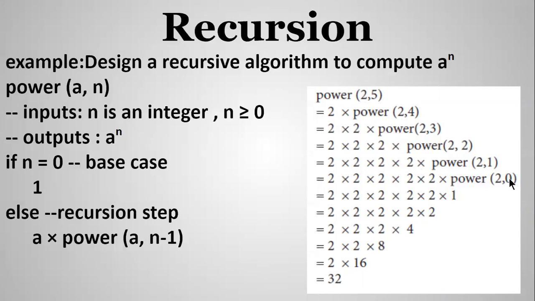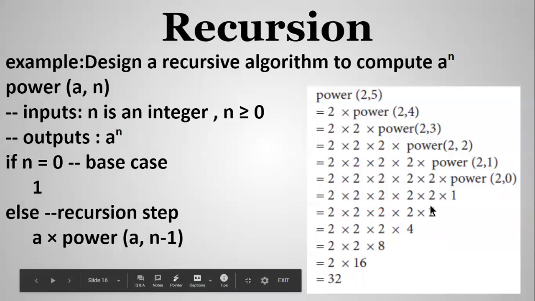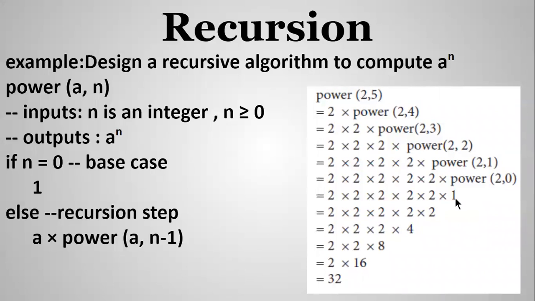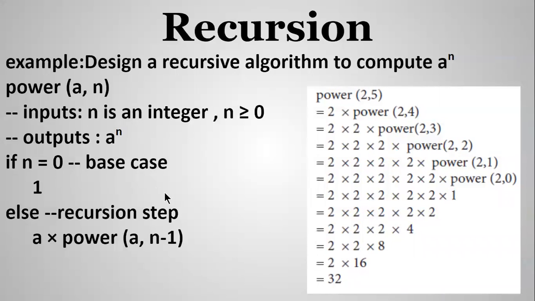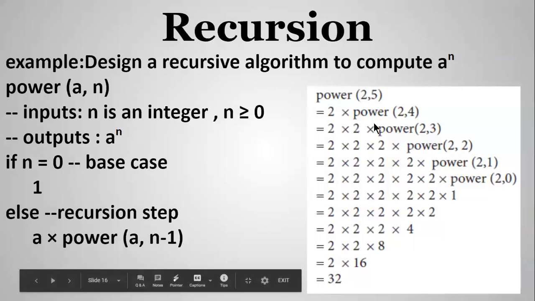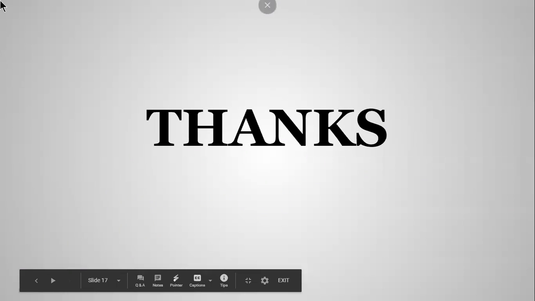This n is equal to 0 means my answer is 1, my recursion stops. Okay, so this is called your base case. If my n is equal to 0 means my answer is 1. So this is my base case. Okay, otherwise you keep on repeating your function till my base case is satisfied. This is called recursion, and this is an example for power using a recursive function.